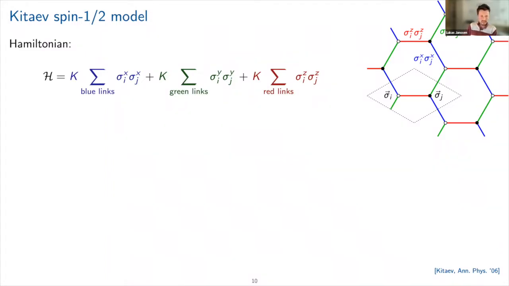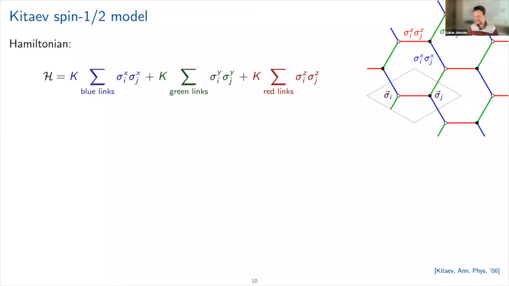So what's the Kitaev model? It's a model of spin-1/2 degrees of freedom, parameterized by the Pauli matrices sigma x, sigma y, and sigma z. The interactions are such that all the bonds on the honeycomb lattice are divided into three types of bonds, red, green, and blue. On the blue bonds we have an Ising sigma x interaction, on the green bonds an Ising sigma y interaction, and on the z bonds an Ising sigma z interaction. You can show that classically this leads to a large degeneracy of states, so this is a highly frustrated model.